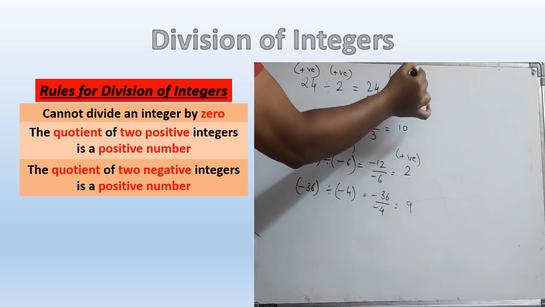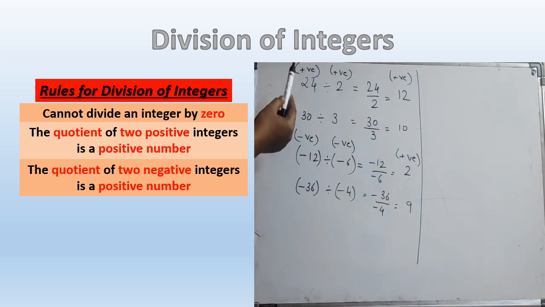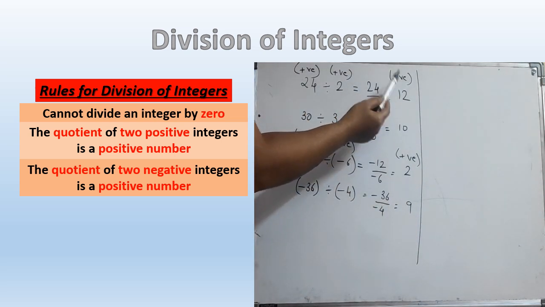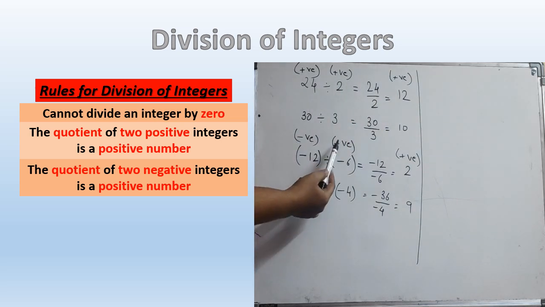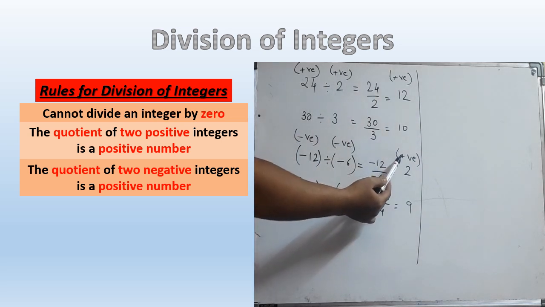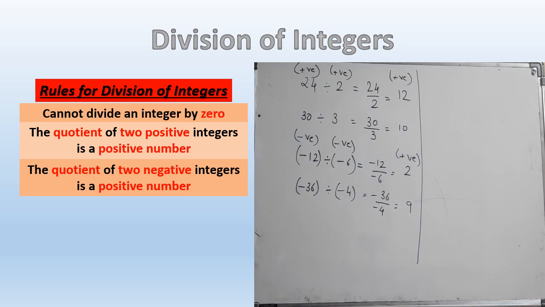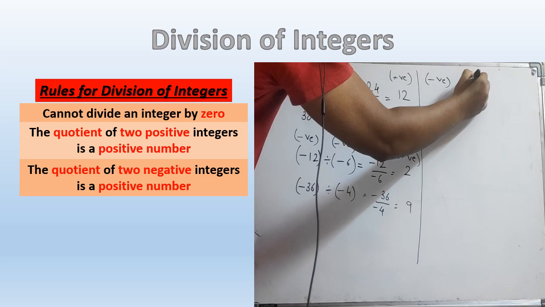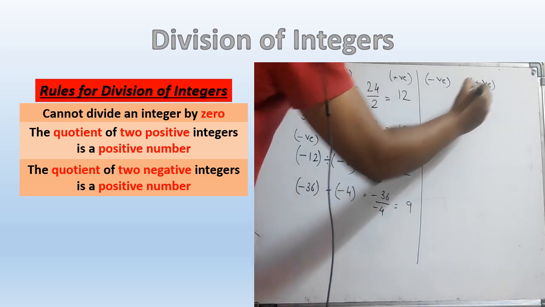Now, we did positive divided by positive, the answer is positive. Negative divided by negative, the answer is positive. Next, it will be a positive divided by a negative or a negative divided by a positive. So first we will do a negative integer divided by a positive integer.